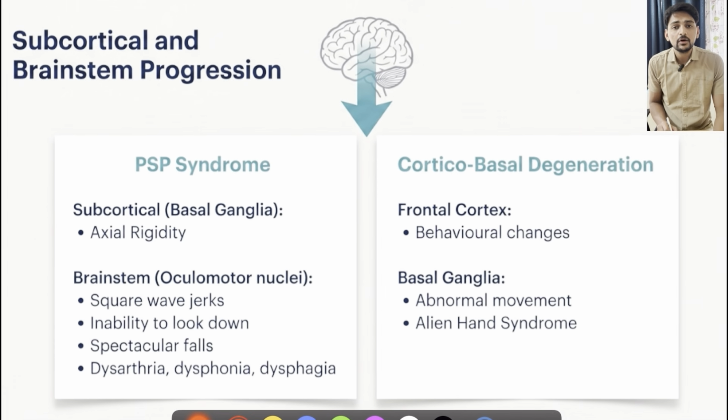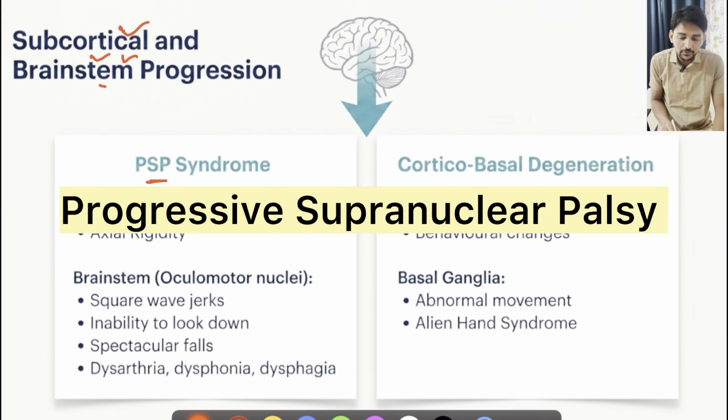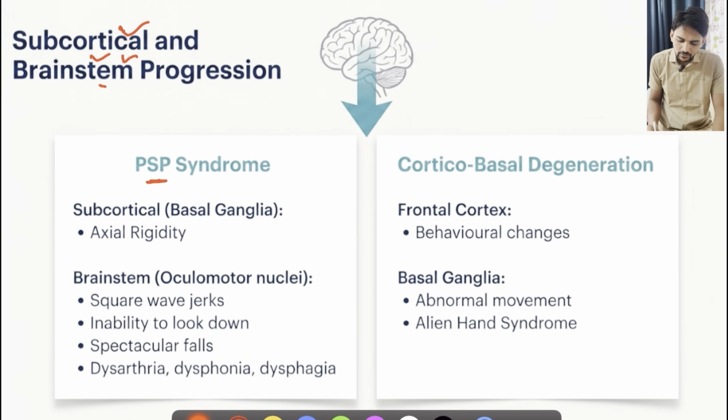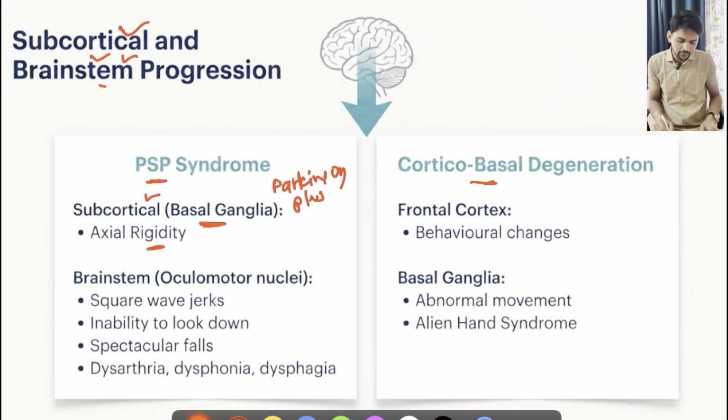The other possibility of progression of these dementias can be subcortical area involvement or brainstem involvement, other than frontal lobe and temporal lobe. So there are two typical syndromes when it involves subcortical and brainstem areas, that is progressive supranuclear palsy syndrome, PSP syndrome, or corticobasal degeneration. So here what happens is, there might be involvement of subcortical area, mainly basal ganglia. That's why they will present with rigidity. That's why it is considered as Parkinson plus syndrome, Parkinson plus. So because of this subcortical area involvement, they might have rigidity.